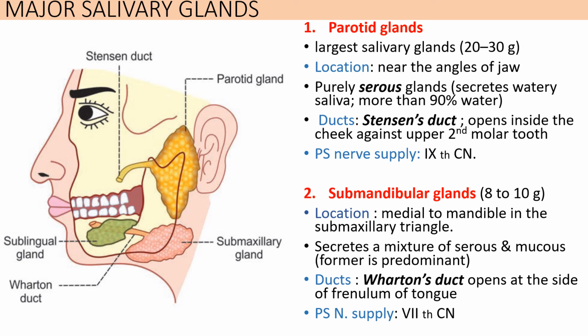The secretions of the parotid gland mostly consist of water, that is greater than 90% water. So the consistency is serous. So the secretion of the parotid gland is serous in nature.